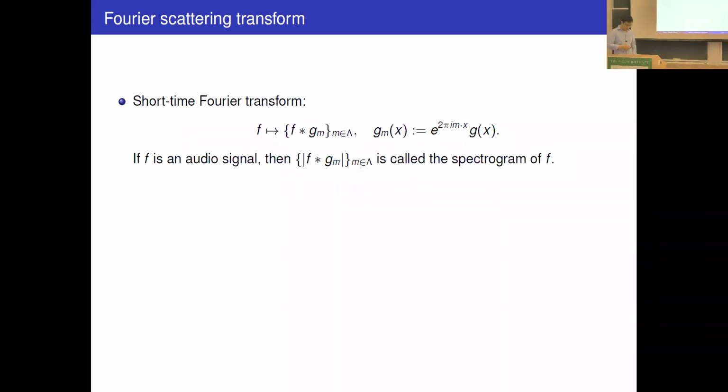So the short time Fourier transform, as we all know, is just convolutions of a particular function with these g sub m. g sub m is a modulation of a fixed function g, and these are called, say, Gabor atoms. And they're quite useful for signal processing. For example, if f is an audio signal, then if I were to collect all of these and take their modulus, and think of this as now an image, then this is called the spectrogram of f.